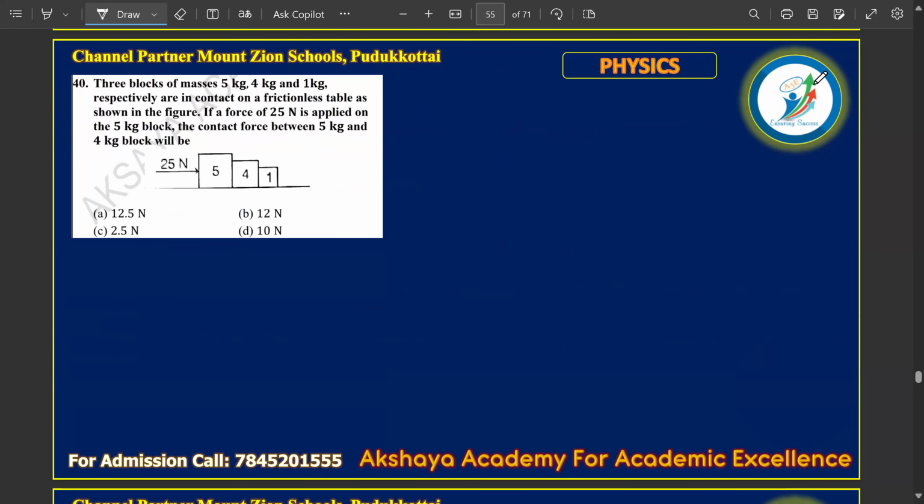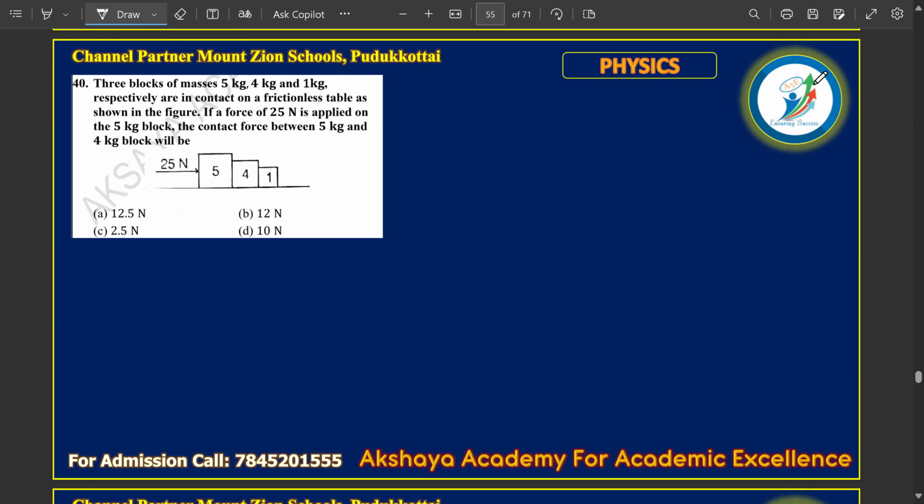Question number 40. Three blocks of masses 5 kg, 4 kg, and 1 kg respectively are in contact on a frictionless table as shown in the figure. If a force of 25 Newton is applied on the 5 kg block, the contact force between the 5 kg and 4 kg blocks will be? As shown in this figure, the three blocks are there, and the force applied on the 5 kg block is 25 Newton. Now, what do we have to find out?